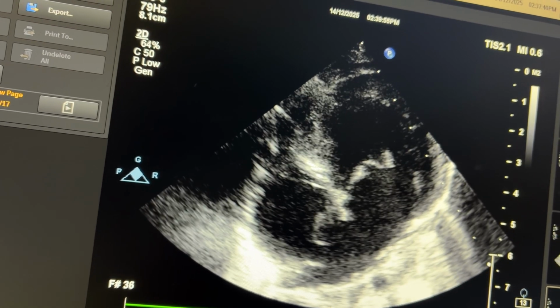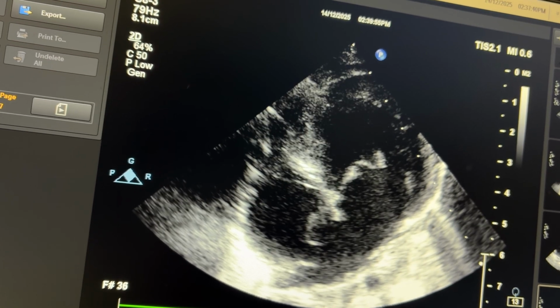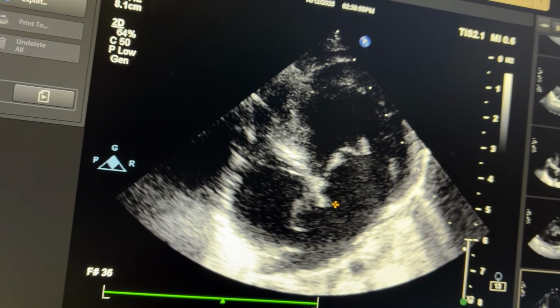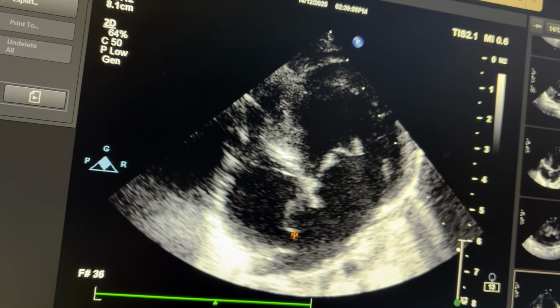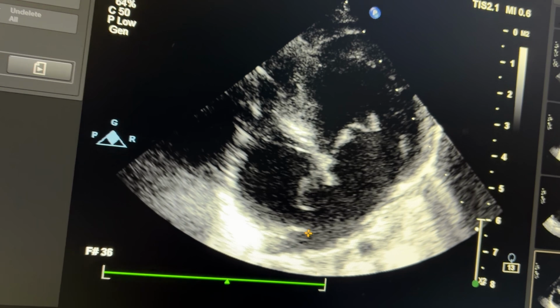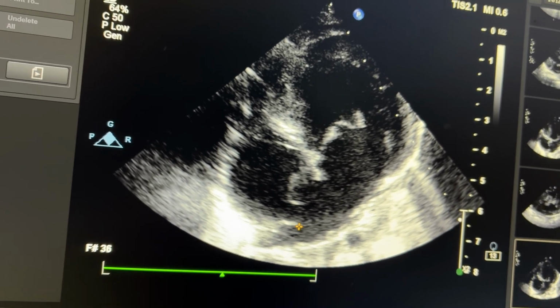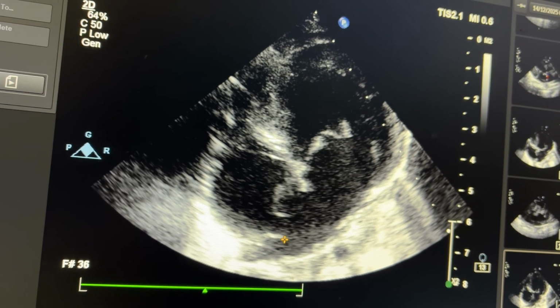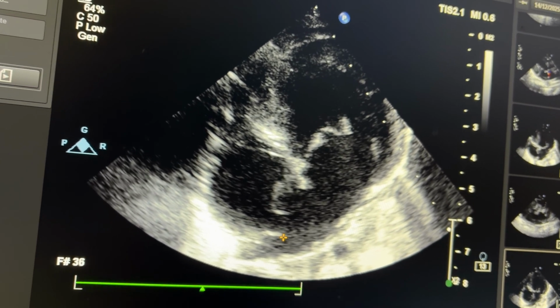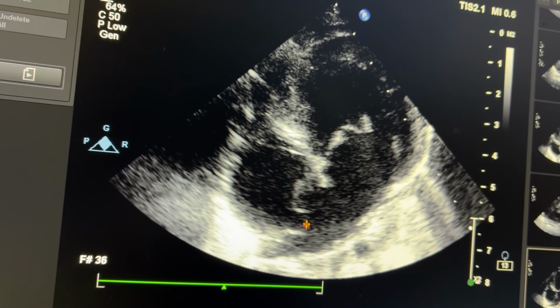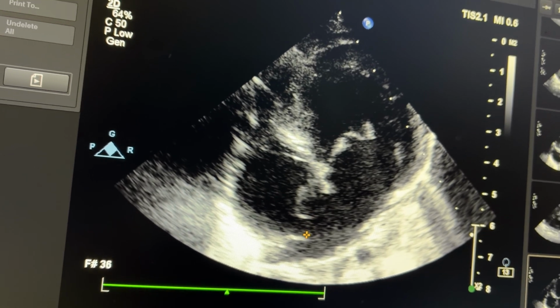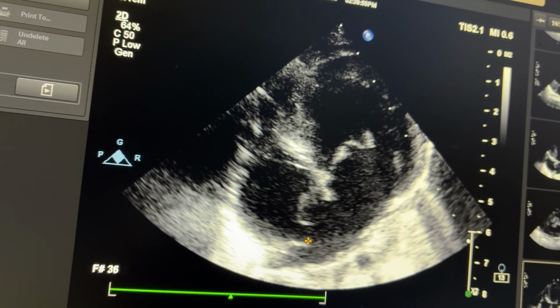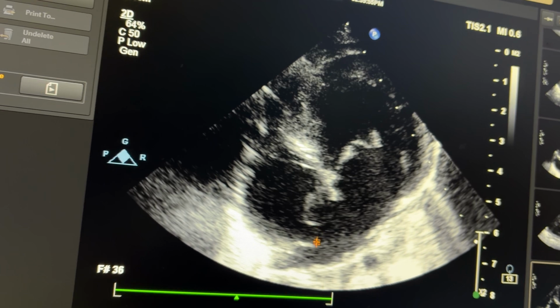In tricuspid valve atresia, ASD is vital. Without ASD, child will not survive. So this is the ASD, you see. In tricuspid valve atresia, all the blood collected within the left atrium has to go into right atrium. No way. There must be ASD, and this is the ASD with interatrial septal aneurysm. So this ASD you can easily appreciate in this view.